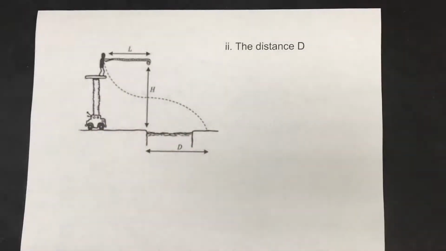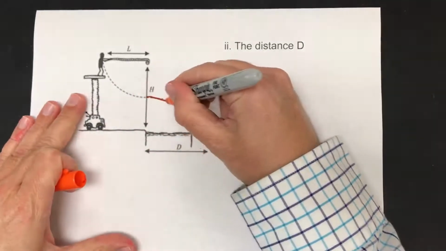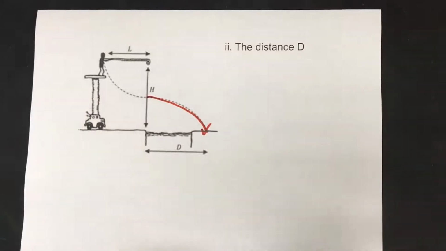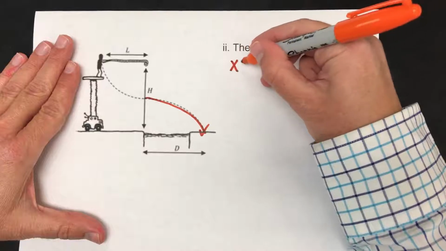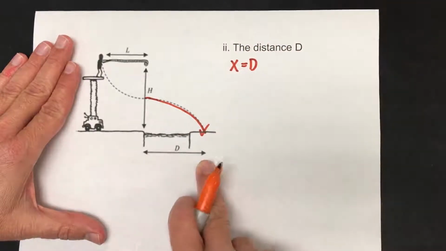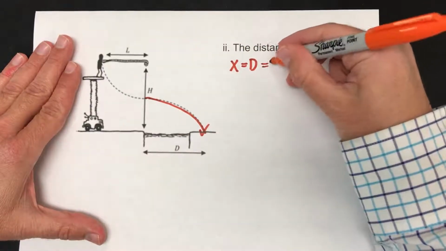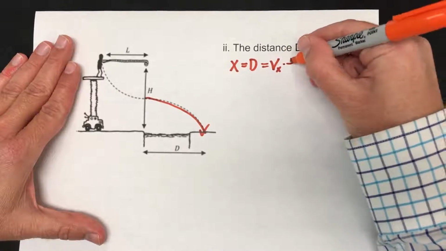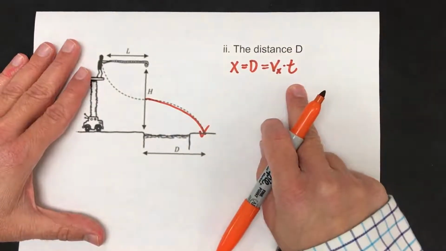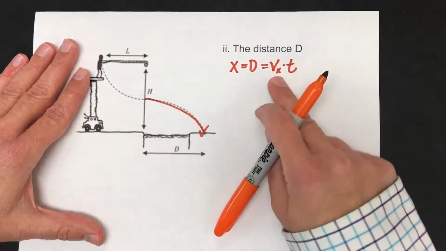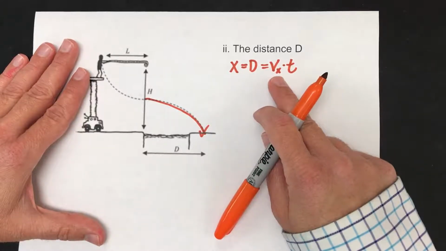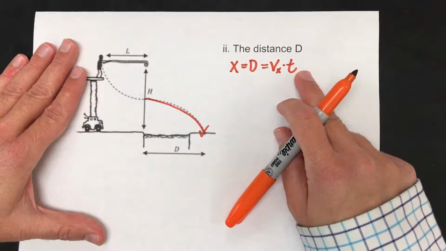Next, they want to know the distance d that the person will go. This is essentially a projectile problem from here to there, so this is some Unit 1 stuff. We know that the distance we will go, which we can call d, is equal to our horizontal velocity, which remember will never change, times time. That's the equation we use for constant velocity. We already have this velocity, we just solved for it in the previous part. So now we need to get the time.